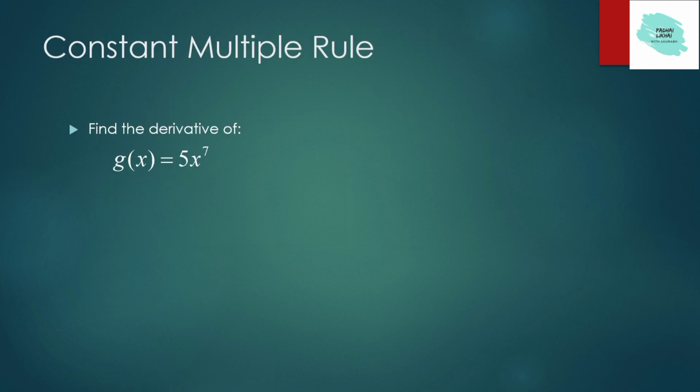Further, we move to this problem, differentiation of 5x to the power 7. It will return 5 into 7x to the power 6, that is 35x to the power 6. So we stop here in this video.